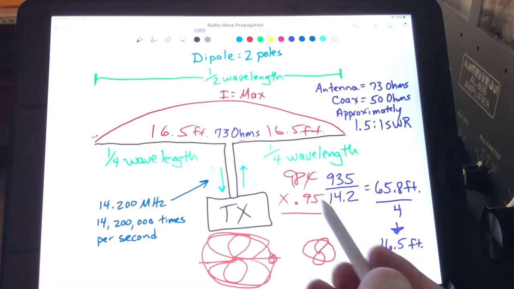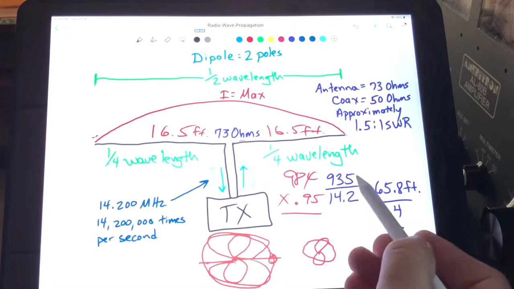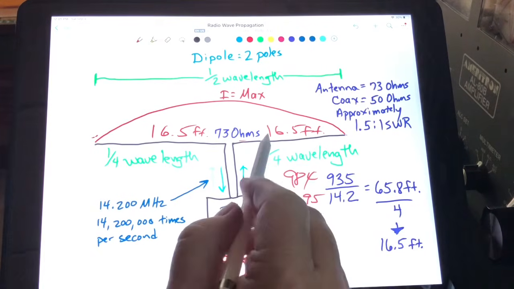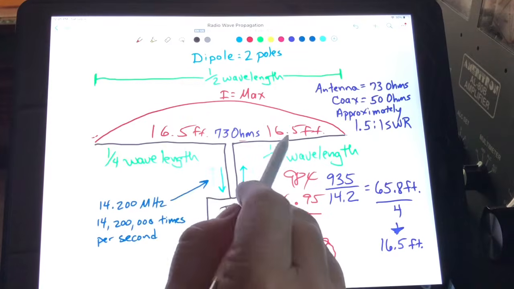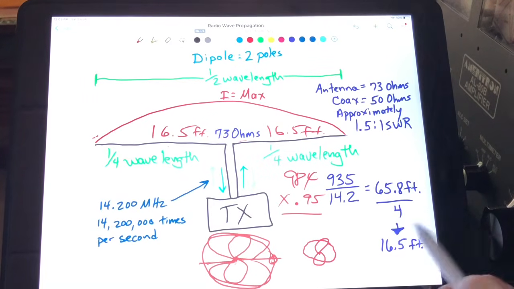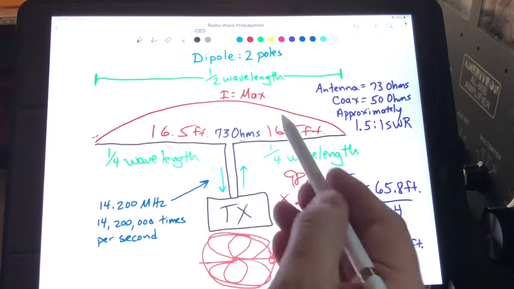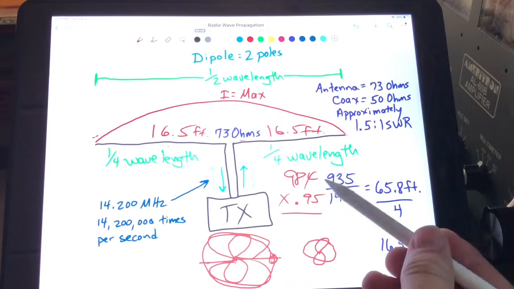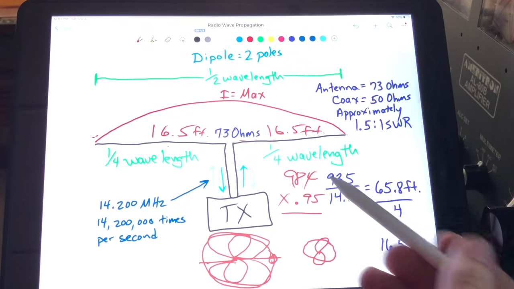All right, and again, the math, remember, I'm using 935 instead of 984 to get my antenna wire lengths so I can know what length for each side of the dipole. Essentially, you take the result of this, divide it by 4, and that tells you how long to cut each of these. And remember, you're going to cut them just a little bit long, maybe an inch or two, and then check your SWR.